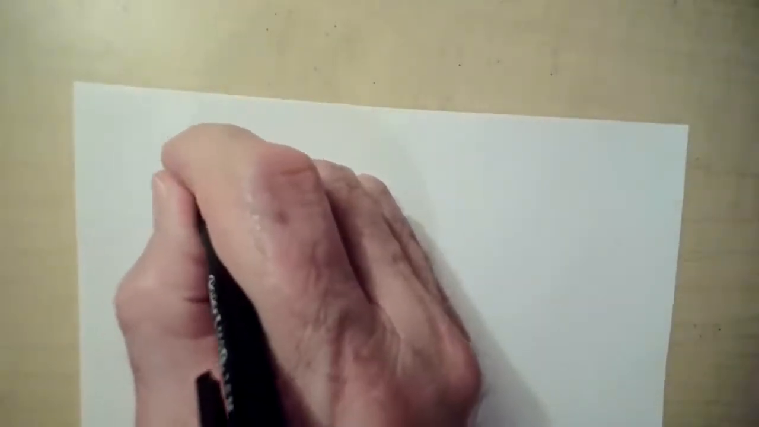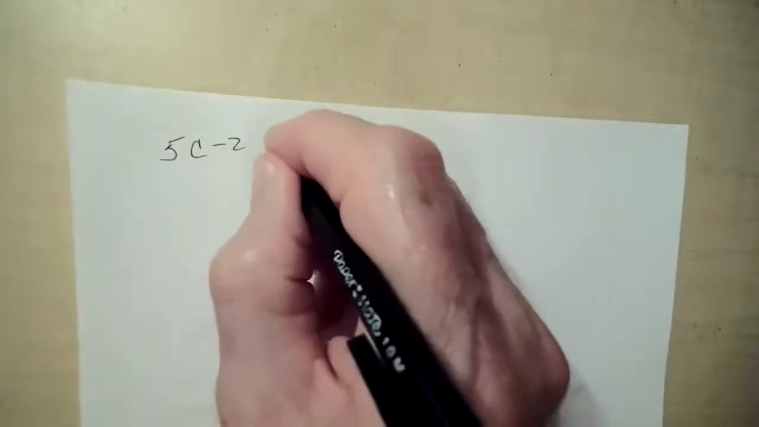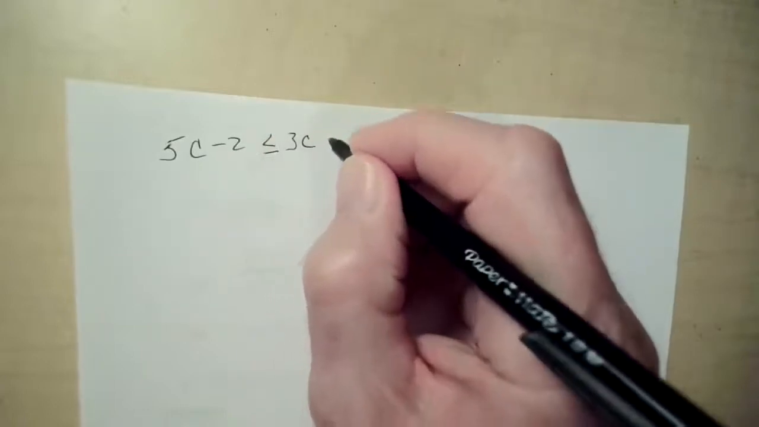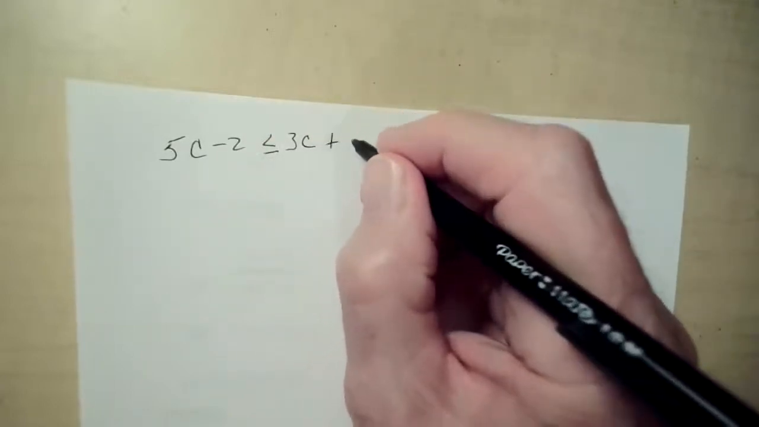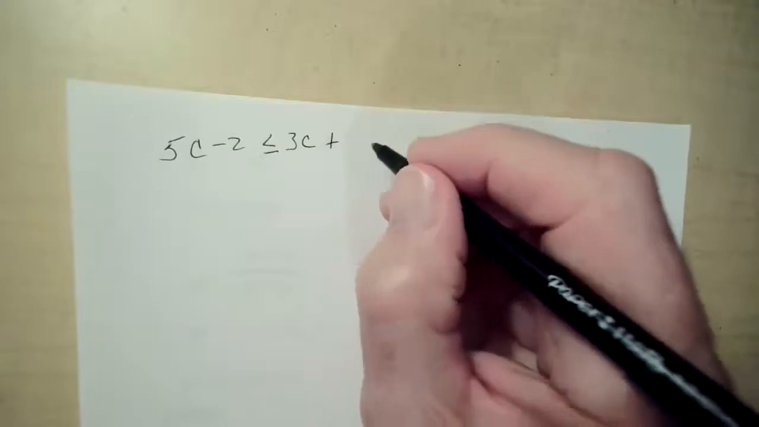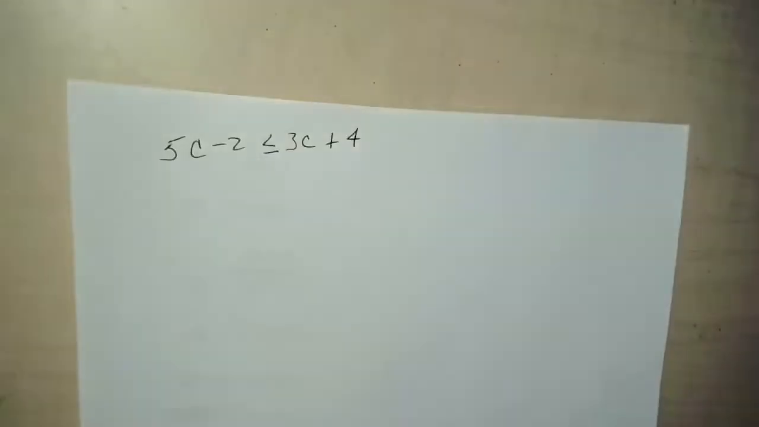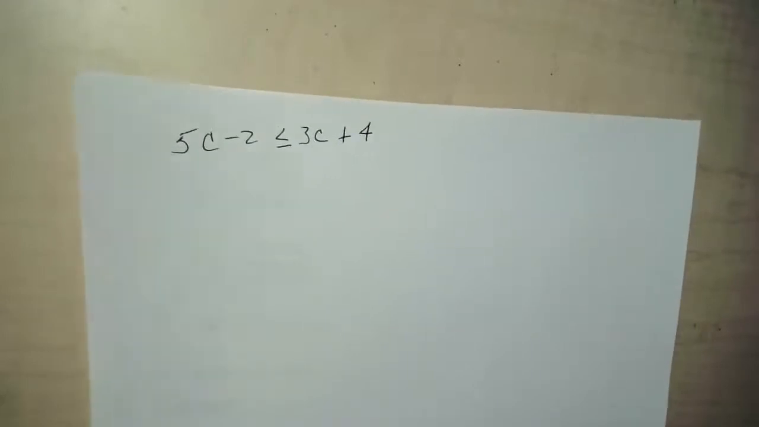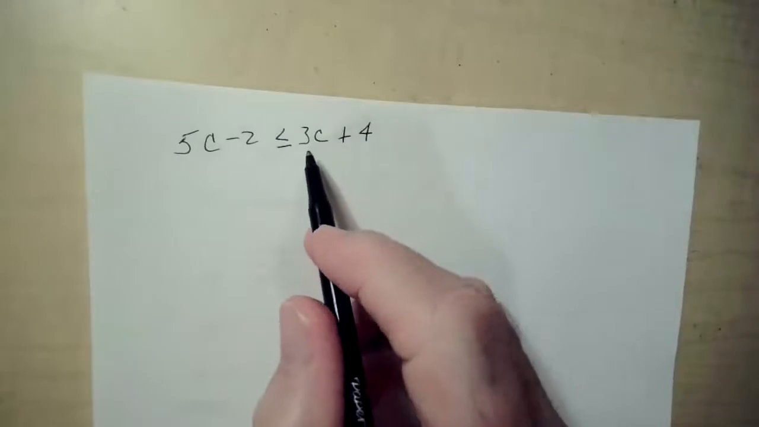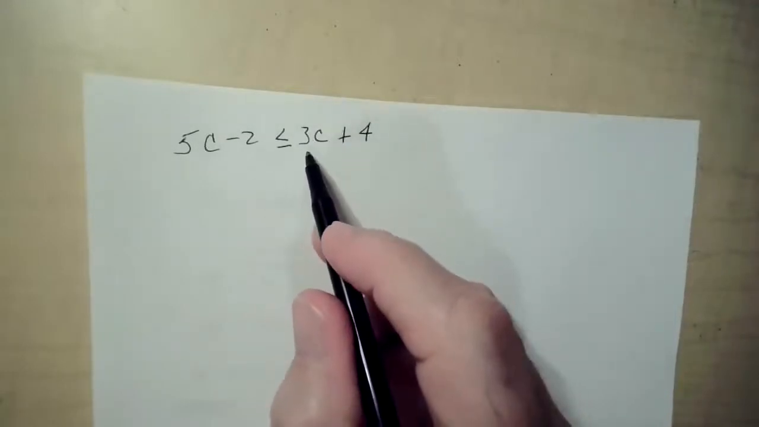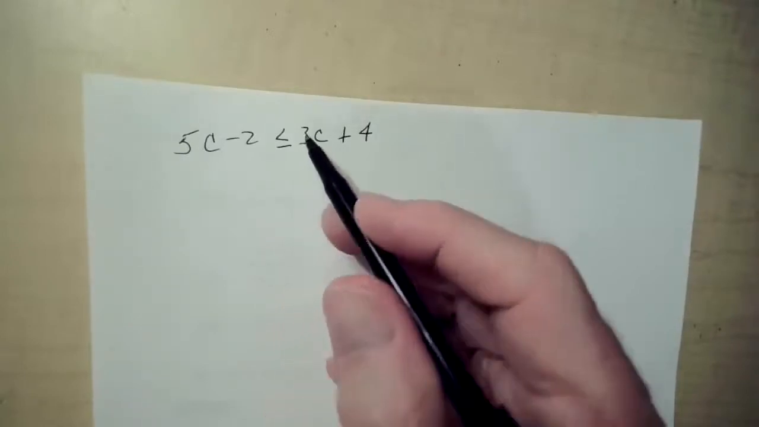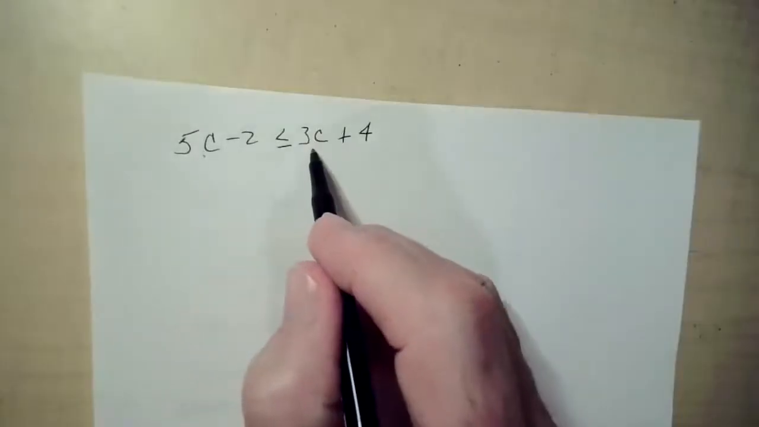Now what about this? 5c minus 2 less than or equal to 3c plus 4. Now, it really doesn't make any difference here, but we'll move the variables first. That way you don't end up with some godless negative number.